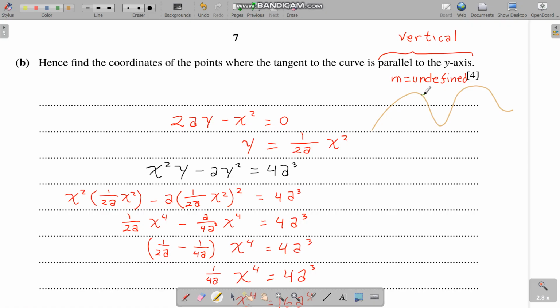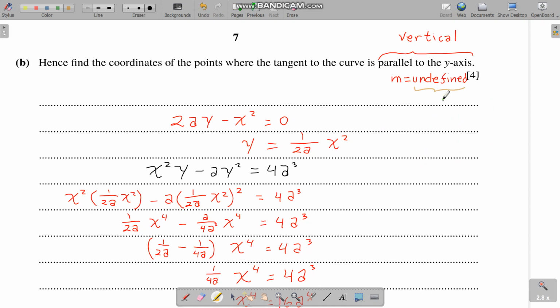So we need to find the coordinates of points on the curve such that, maybe around here, let's say the curve is like this. Around here, the tangent line is a vertical line, because it is parallel to the y-axis. So we need to find the coordinates where the gradient is undefined. Remember, for a horizontal line the gradient is 0, for a vertical line the gradient is undefined.